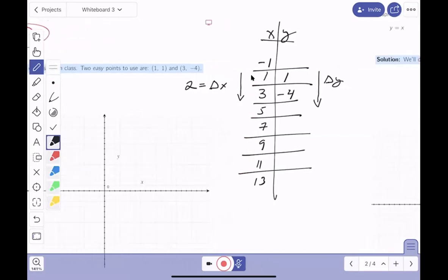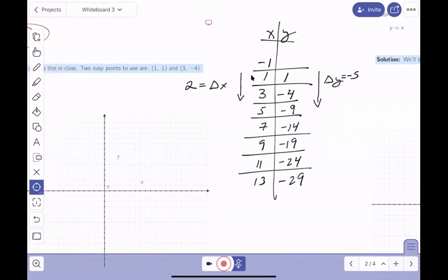Let me do the delta y, and this is tough. I'm not saying it's going to be easy for you. If you're at 1 and you get to minus 4, I hope you realize you had to go down by 5 units. If you're at minus 4 and you go down 5, you'd be at minus 9. Then where would you go? Minus 14, minus 19, minus 24, minus 29. If you go in the other direction now, you're not going down by 5, you're going up by 5. What number would go there? 6.